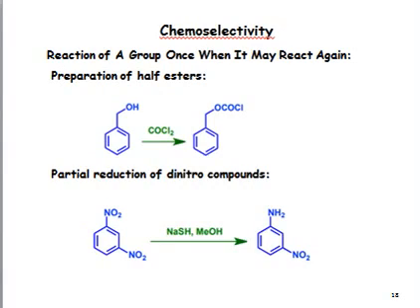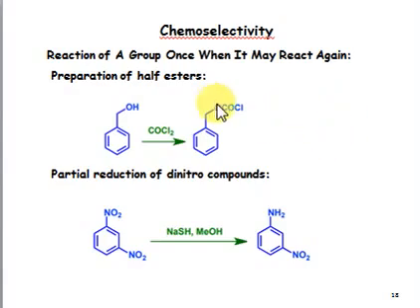Now we have chemoselectivity again, and this is about a reagent that can react twice but where we want it to react only once. Here we have an example: oxalyl chloride. Oxalyl chloride can react twice. How can it react twice? For that purpose, you have to see its structure. So this is the structure of oxalyl chloride, which is basically the acyl chloride of oxalic acid.